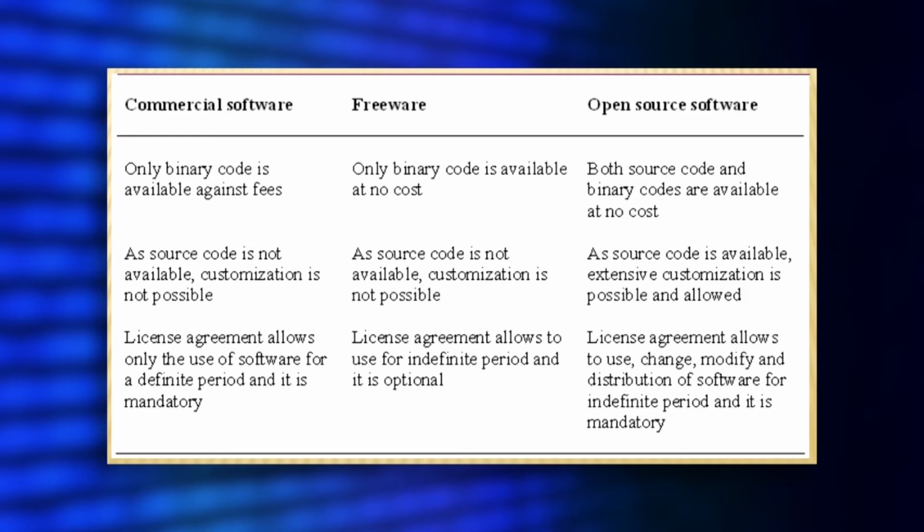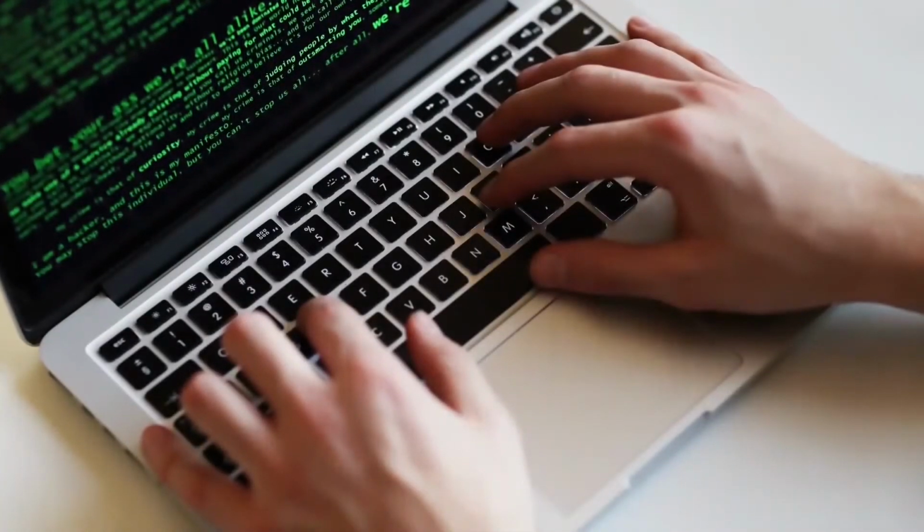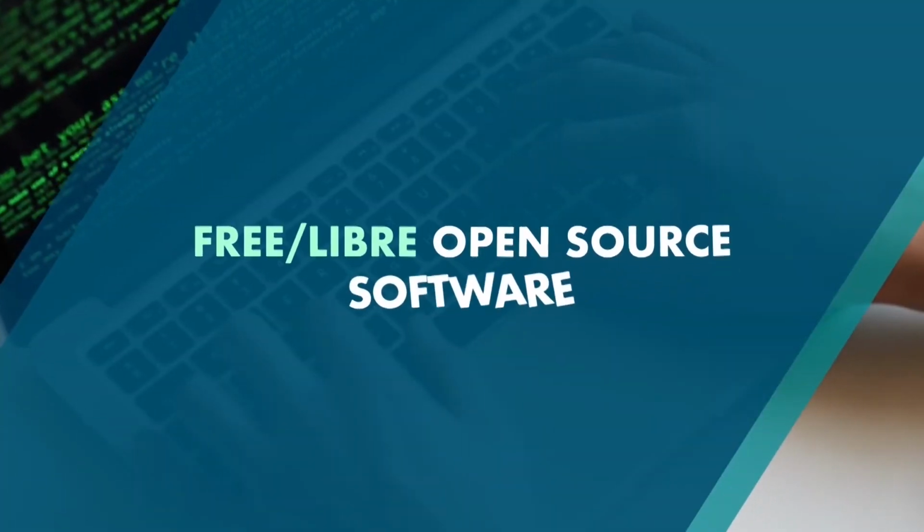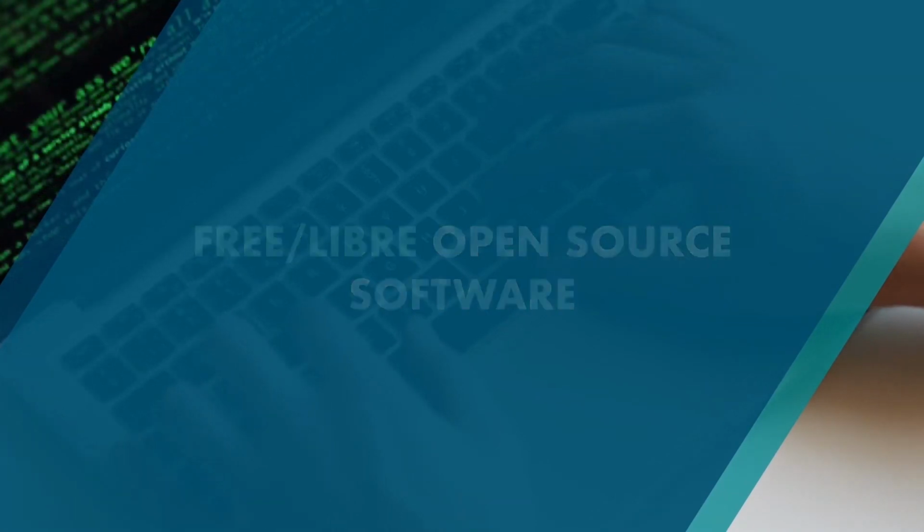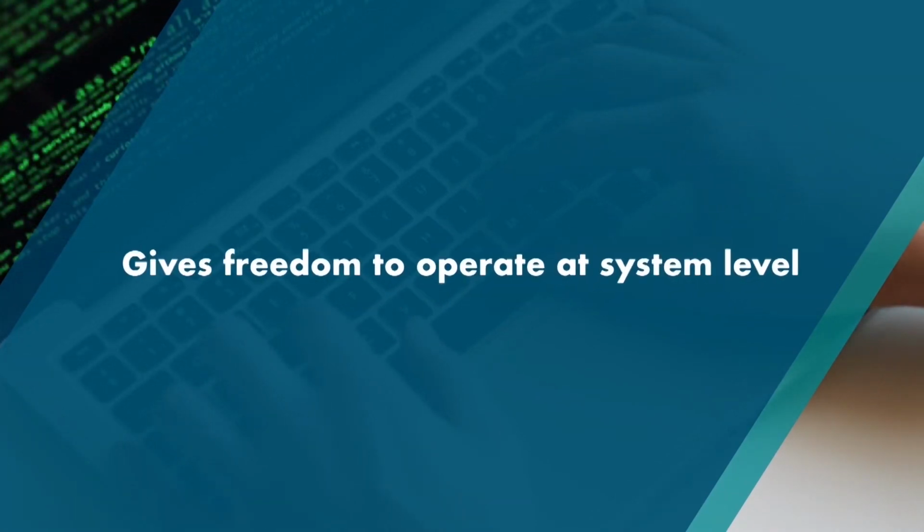You cannot change, you cannot distribute, you cannot even install your procured operating system in more than one machine. That kind of restrictive licensing is associated with commercial software. So open source software, or FLOSS, free libre open source software, gives us the freedom to operate at the system level. Now in the case of commercial software, we library professionals are mere data entry operators.